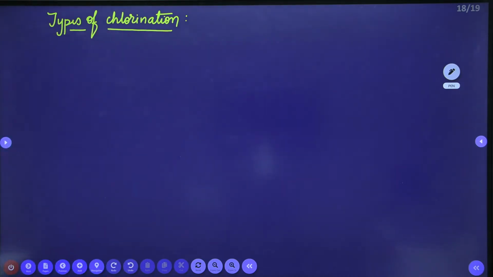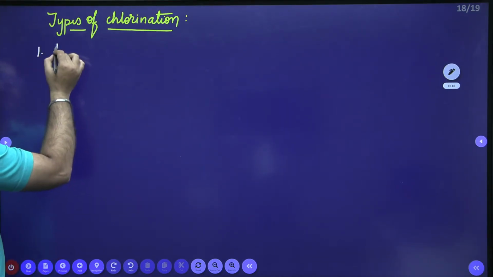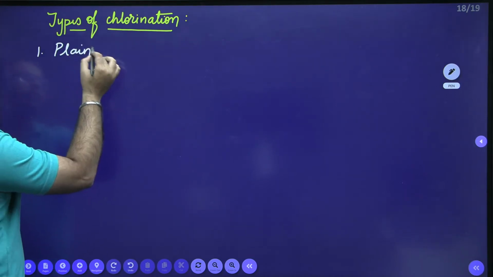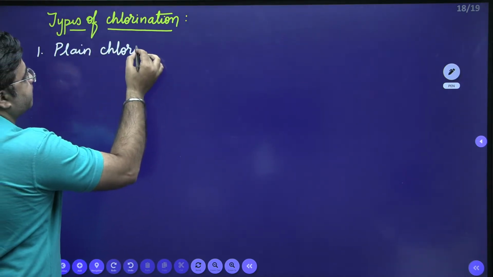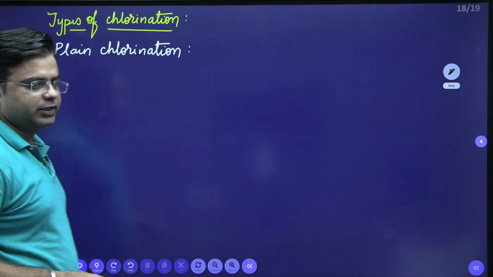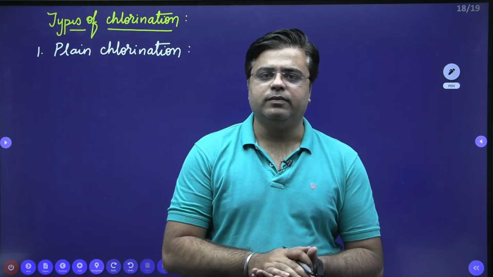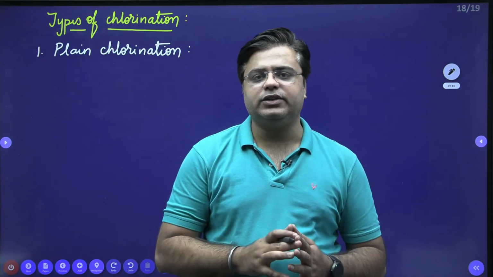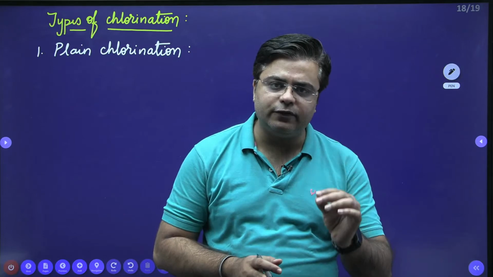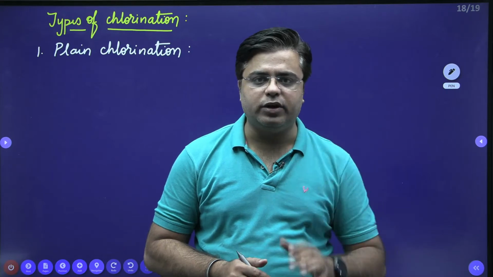The next topic of discussion is types of chlorination. The first type of chlorination is known as plain chlorination. If you take the water sample and you only do the chlorination, that is known as plain chlorination. So if chlorination or the disinfection is the only treatment given to the water, it is known as plain chlorination.